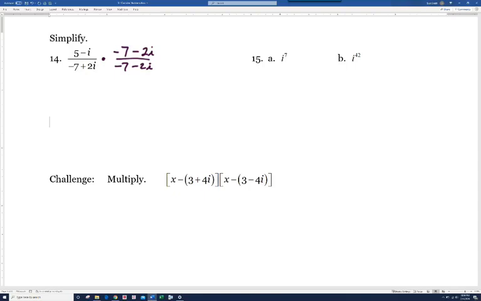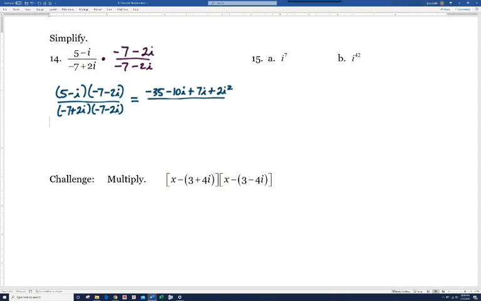All right, so let's see. We have 5 minus i times negative 7 minus 2i. In the denominator, we're going to have negative 7 plus 2i, and that's multiplied by negative 7 minus 2i. So we're going to be doing a bunch of foiling here. So 5 times negative 7, we get negative 35. When we multiply our outer product, that'll be negative 10i. The inner product will be a plus 7i. And the last product will be, let's see, minus i times a minus 2i will be a plus 2i squared.